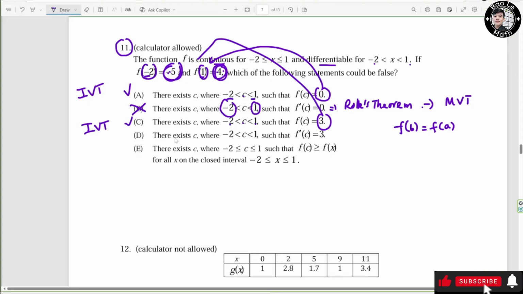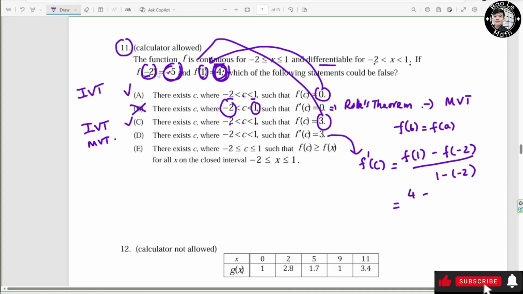Now D, there exists a number c between -2 and 1 such that f prime of c equals 3. This is true by the MVT, right? Look, we have f prime of c equals f of b, which means f of 1, subtract f of -2, divided by 1 subtract -2, right? So it's going to be f of 1 equals 4 right here, subtract f of -2 equals -5, right? So it's subtract -5 over 3. It's going to be 9 divided by 3. It's going to be 3. Exactly this value right here, right?